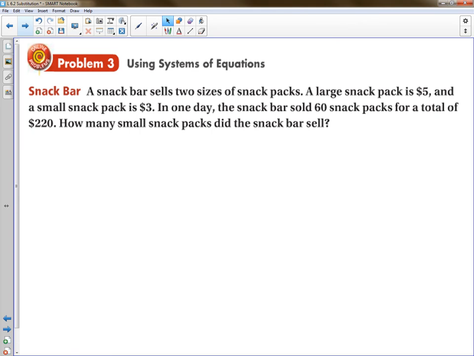Okay, what lesson would be complete without a story problem? Here's problem 3, which says a snack bar sells 2 sizes of snack packs. A large snack pack is $5. A small snack pack is $3. In one day, the snack bar sold 60 snack packs for a total of $220. How many small snack packs did the snack bar sell?